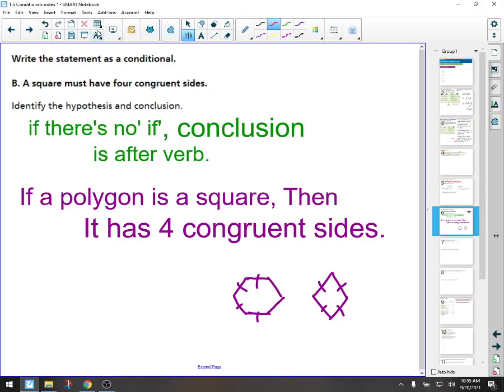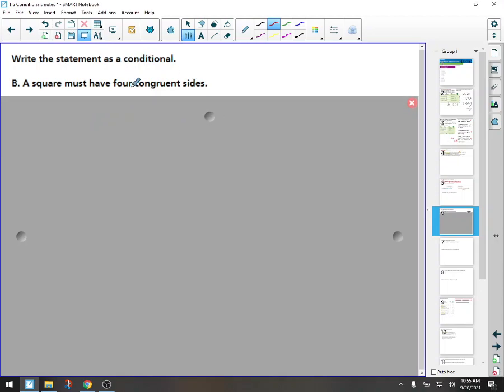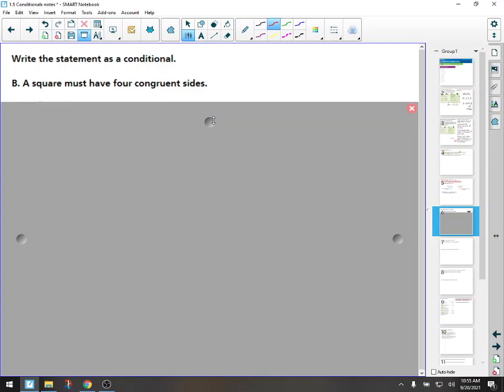So on this next page, if you paused it, you saw where I'm going with this. We're going to write this as a conditional. A square must have four congruent sides. Well, what's our condition? So, what's our hypothesis? Does it say if you have four congruent sides, then you have a square? I don't think it says that. I think it says if you want a square, you need four congruent sides. So we would call having it be called a square. That's our hypothesis, and our conclusion is that it's four congruent sides.